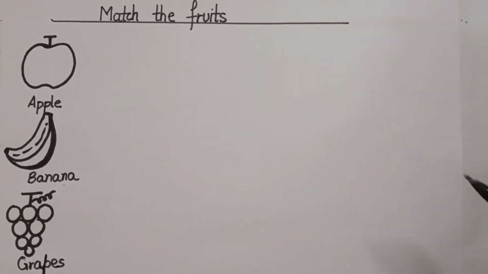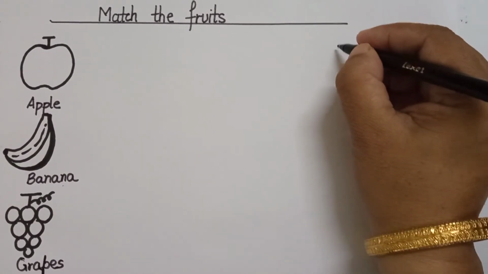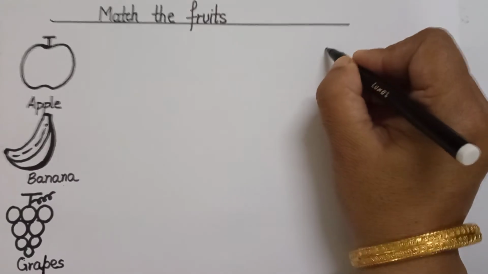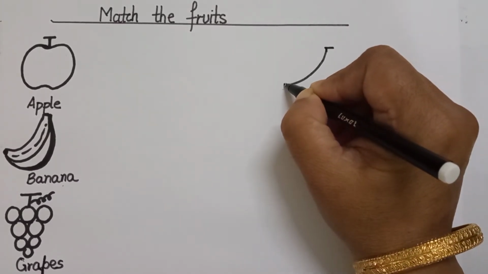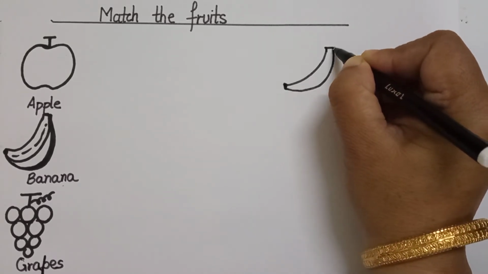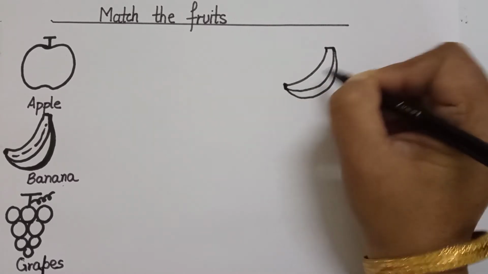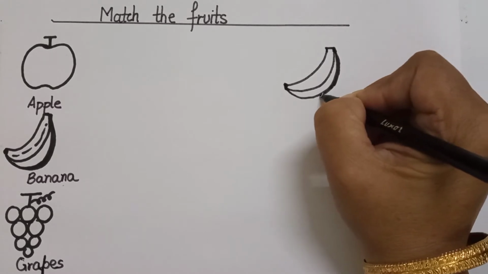Now you can draw the same fruits here on this side also. So you can draw any fruit whichever you want on whichever side. So I will start again with banana. So this is your banana fruit.